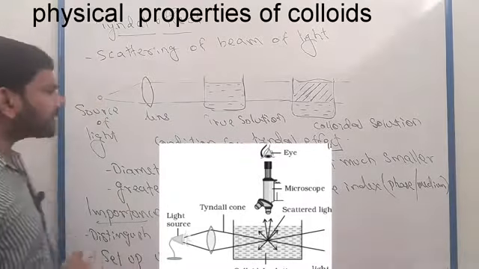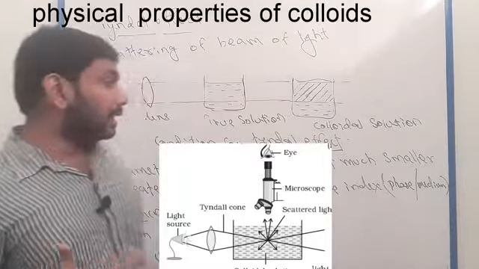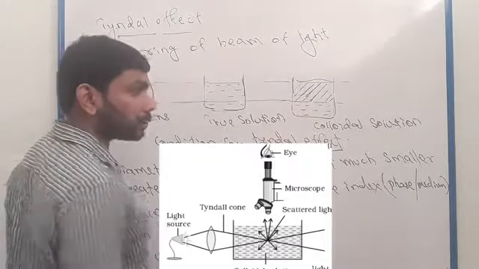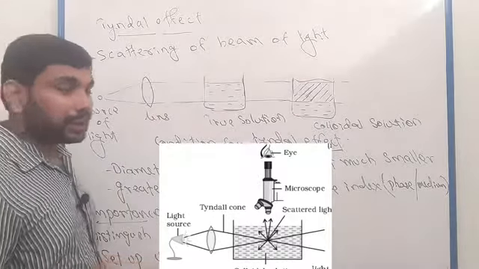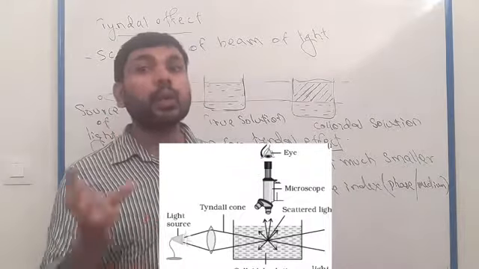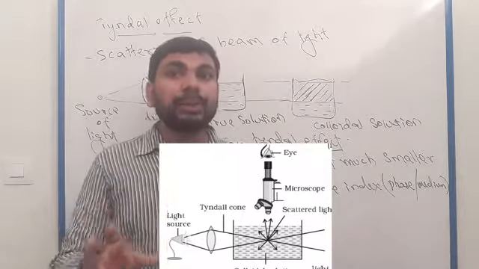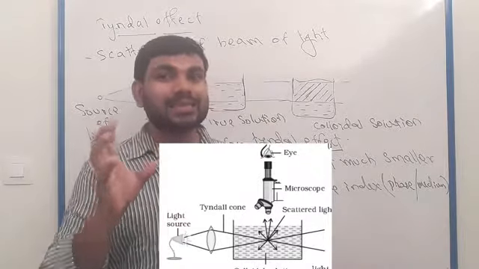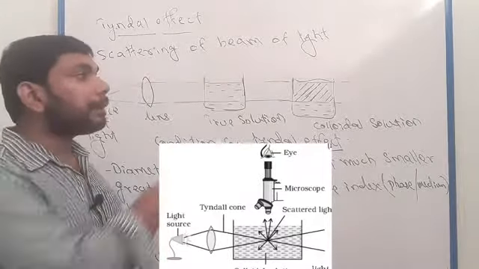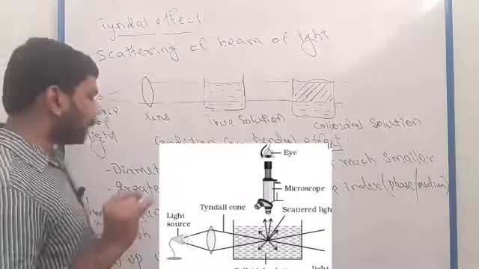Okay, next we have to understand what the conditions for the Tyndall effect are. The Tyndall effect does not always happen in a colloidal solution. There are some conditions. The size of the dispersed phase, or colloidal particle, should not be much smaller. There should be a considerable size of colloidal particle to scatter the light. Then only the path of light is visible. Okay, that is one condition.